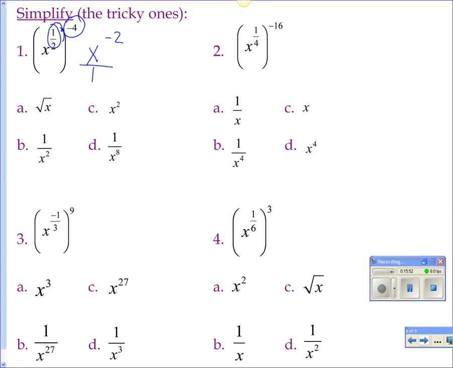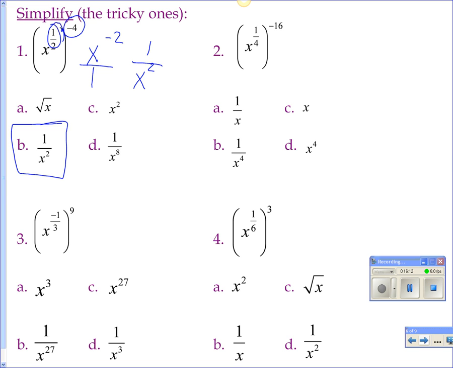So I put 1 underneath it. Where's x to the -2 going to move to? The bottom. So it's 1 over x squared. So the answer is B. Okay.